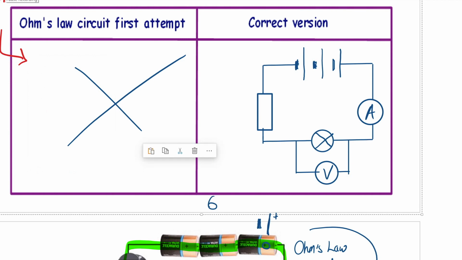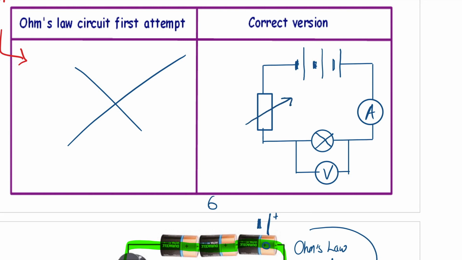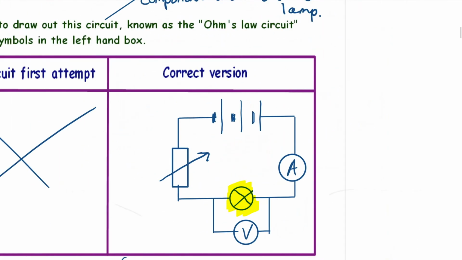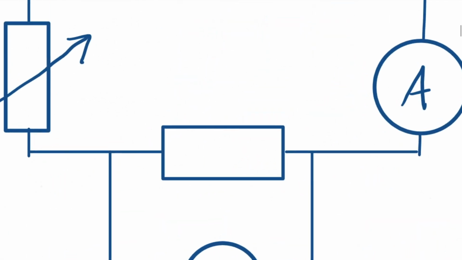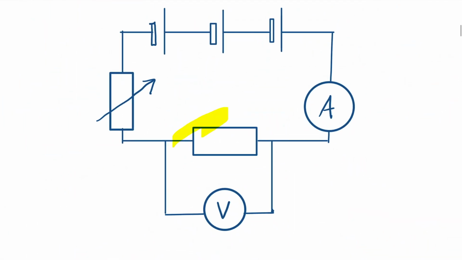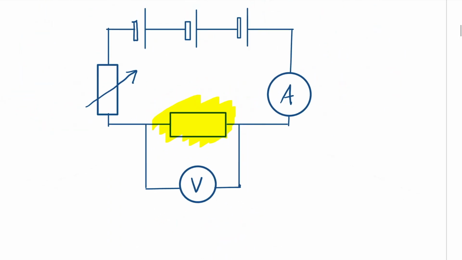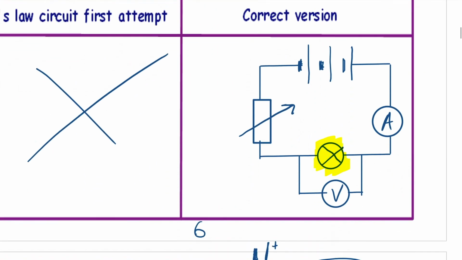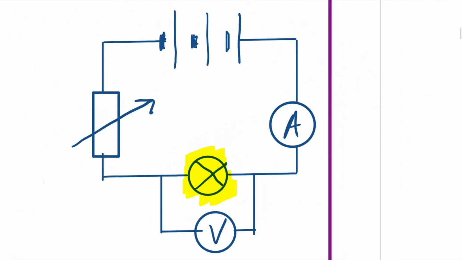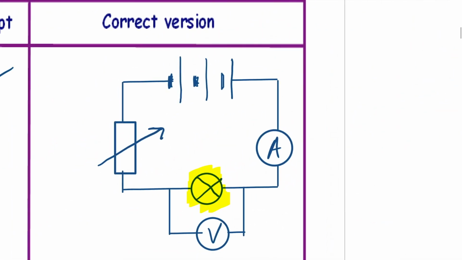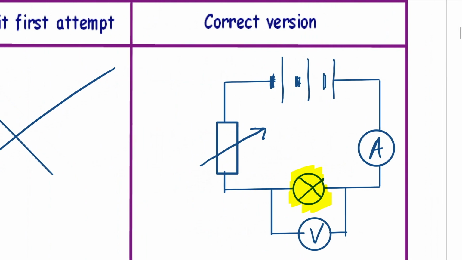Oh, I'm missing something important, just realised. This is a variable resistor. The component under test this time was a lamp. So the only difference between that and that are the two components in the test. That one's a resistor and this one here is a lamp. You've got to learn that Ohm's law circuit.